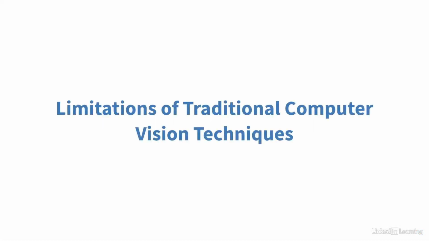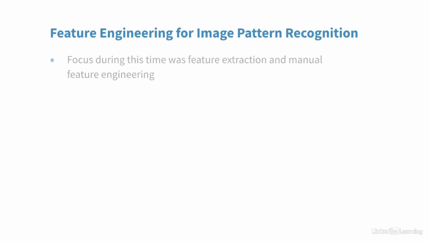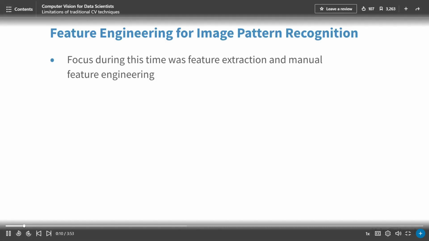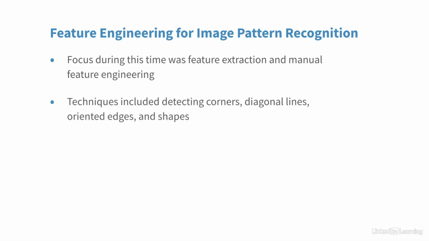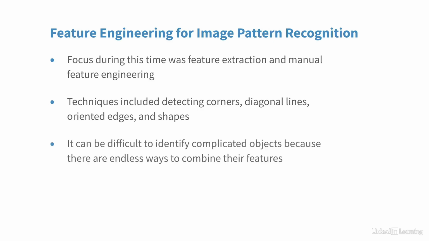Let's now talk about some of the limitations of traditional computer vision techniques. Before deep learning, computer vision focused on using feature extraction to recognize patterns in images. This involved manually engineering features, and by that I mean writing code that would detect the corners, diagonal lines, oriented edges, and various shapes of an object, and then combining those in a nearly infinite number of ways to express an object. A problem with manual features, again, is just the sheer number of ways that the features can be combined to describe an object.